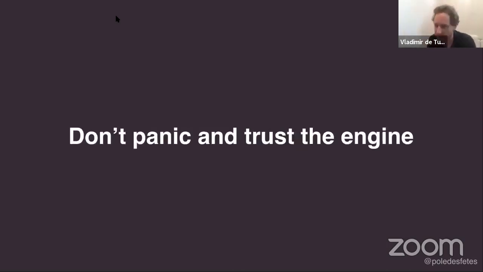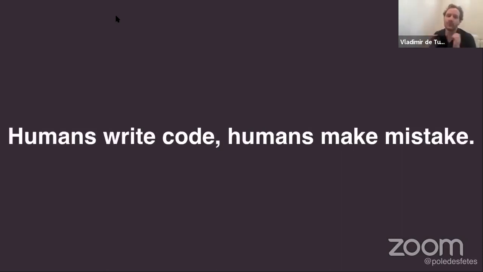Don't panic and trust the engine. V8 is one of the best pieces of engineering ever made, and you can trust it and the tools around it to save you. Humans write code, humans make mistakes. This will happen in production for you. Maybe not today, maybe not tomorrow, maybe not in Node.js, maybe in Python, maybe in Java, but these principles are the same for all languages, all platforms. This will happen to you.